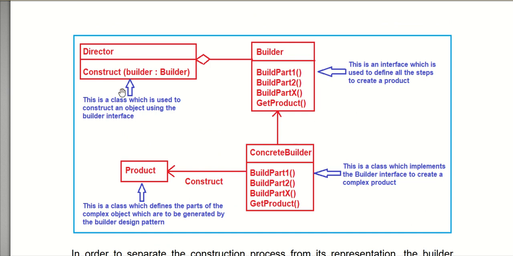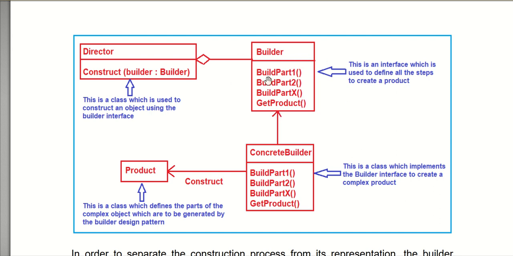We have a director who basically starts the construction process by passing a builder. Okay, so this is a class which is used to construct an object using the builder interface. Then comes the builder. This is an interface which is used to define all the steps, the generic steps to create a product. Okay, so as you can see, it's a builder.